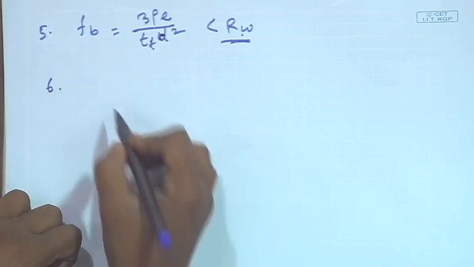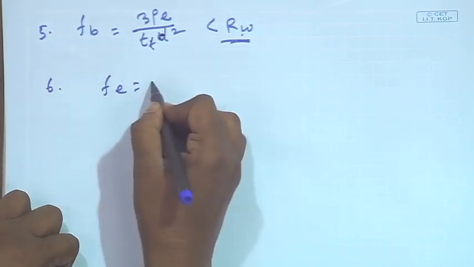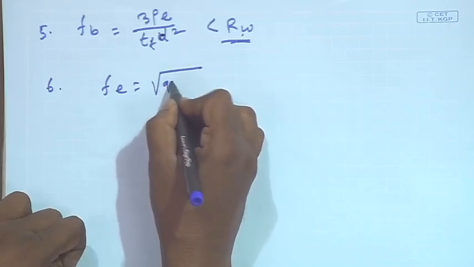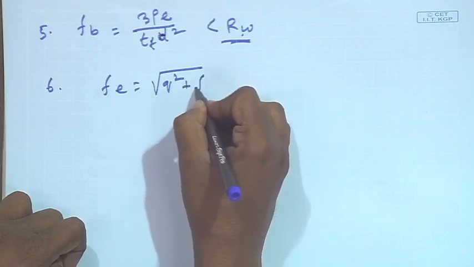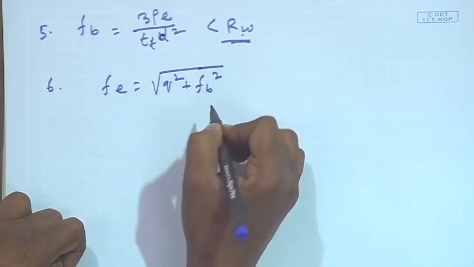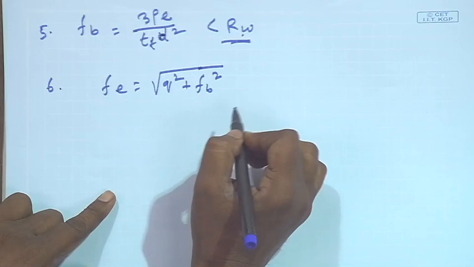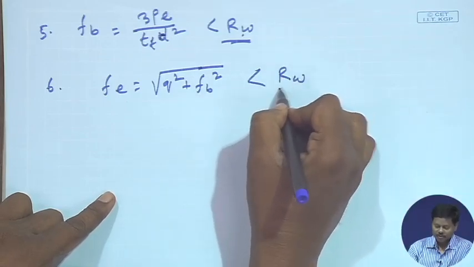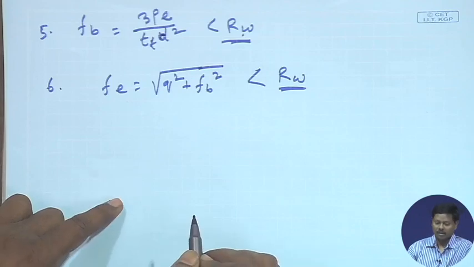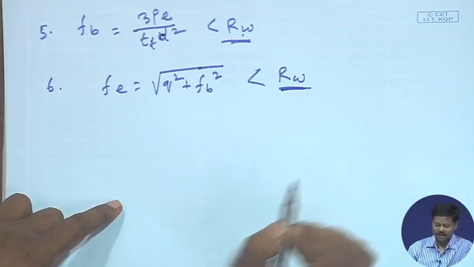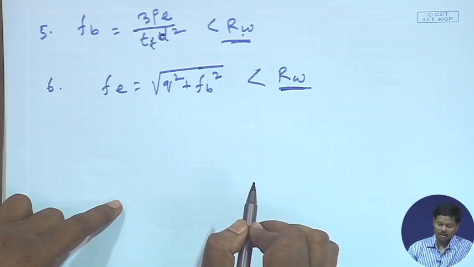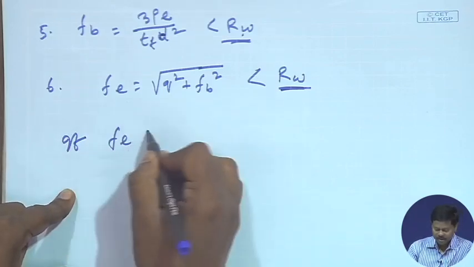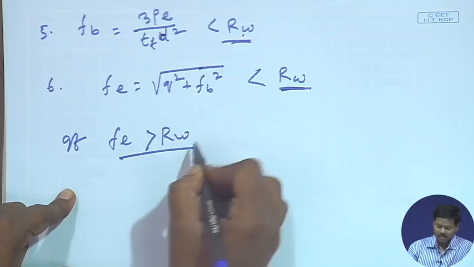Next, in the next stage we can find out the Fe, which is the equivalent stress due to shear and due to moment. So, due to bending and due to shear, we find the equivalent stress, and the combined stress has to be less than the weld strength. So, this is what we can do. If Fe is greater than Rw, then we have to redesign.